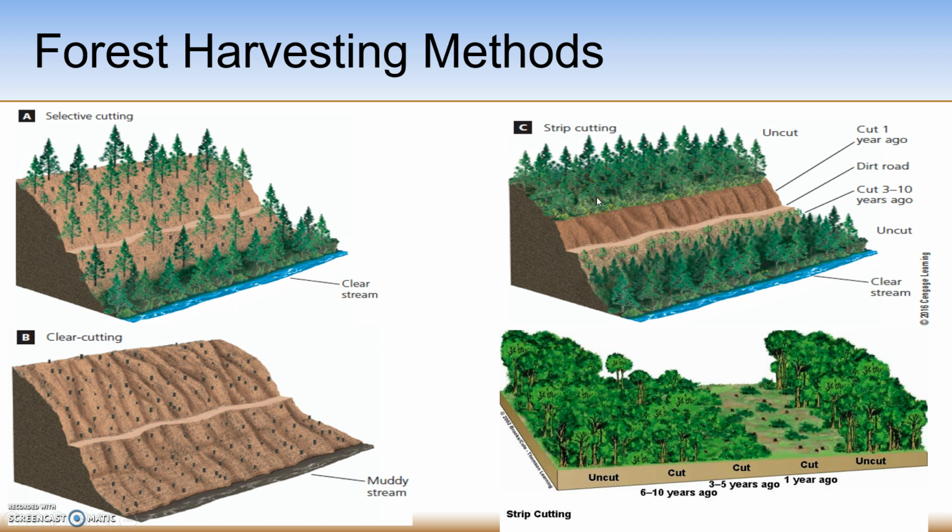In the top right corner is strip cutting, and it's where trees are removed in sections parallel to the feature, maybe parallel to the road or parallel to a topographic boundary. And what they do is they do it in strips where 1 year ago this area was cut, 3 to 10 years ago this area was cut, but it's regrowing, and then you have an uncut area. And this is just another diagram of strip cutting, how it shows varied age tree sections based on when that area was cut.